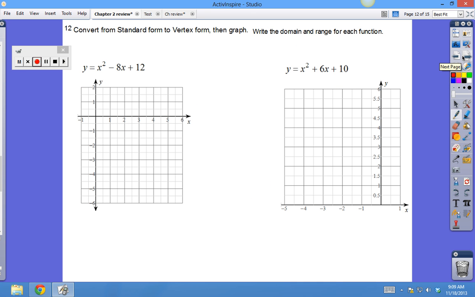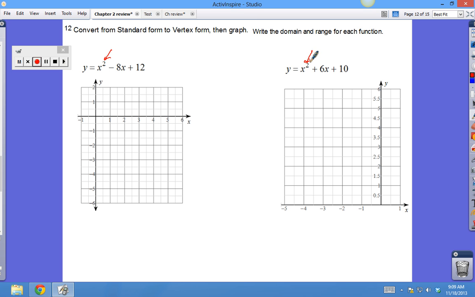12. Okay, you're given two functions. They're quadratics. Because of the x squares, you know they're going to be parabolas. Graph them, but change them to vertex form. Okay, vertex form. The model for vertex form we just did, y equals a times (x minus h) squared plus k. Alright, so you're going to create a perfect square.